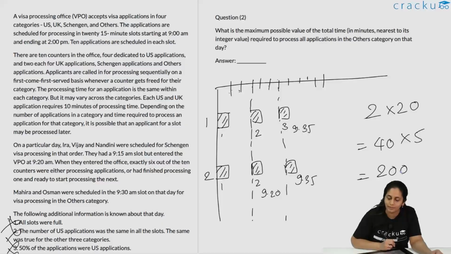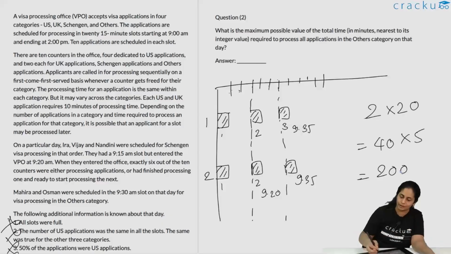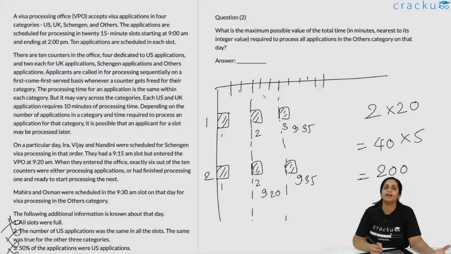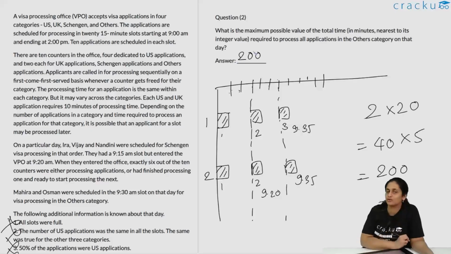So what is the maximum possible total time required to process all applications in the others category that day? The maximum possible value of total time is the processing time, but not the start and end time, because each of these applications is actually coming after every 15 minutes. But the possible value of total time required to process, the processing time, is essentially 200 minutes. So the answer to this is 200.